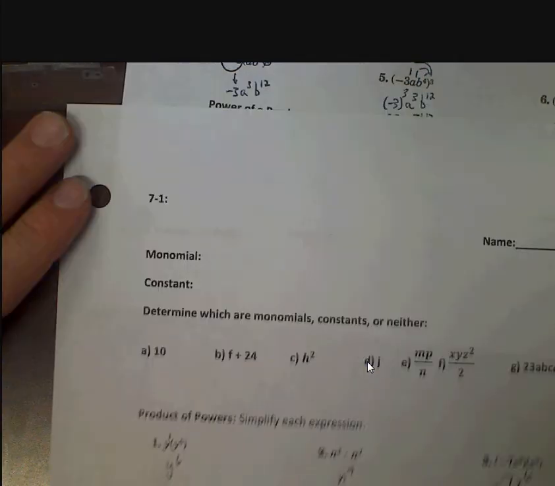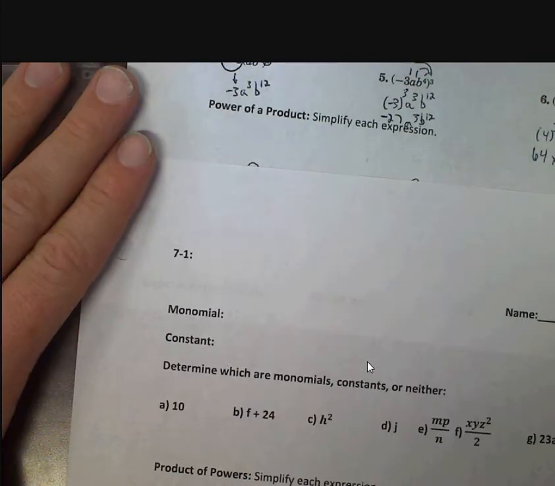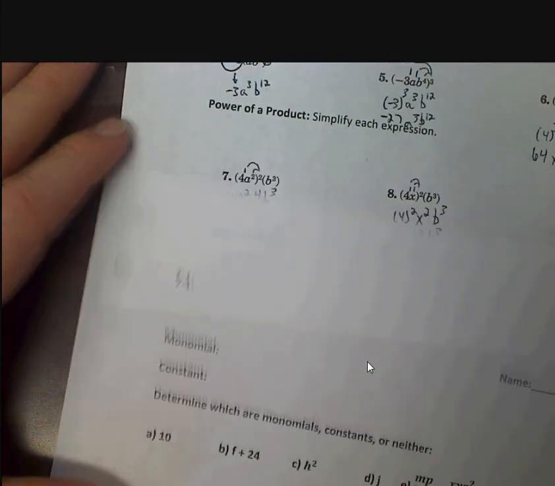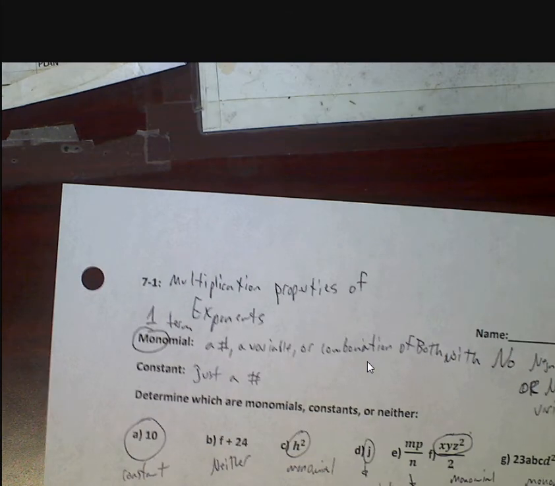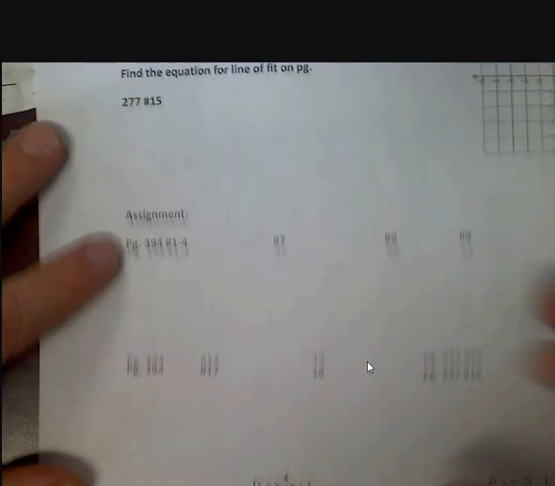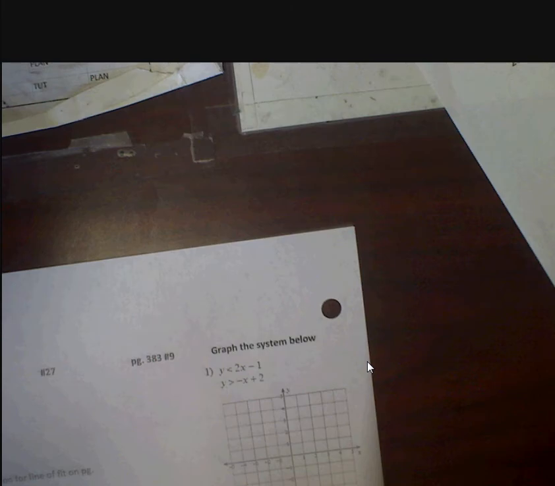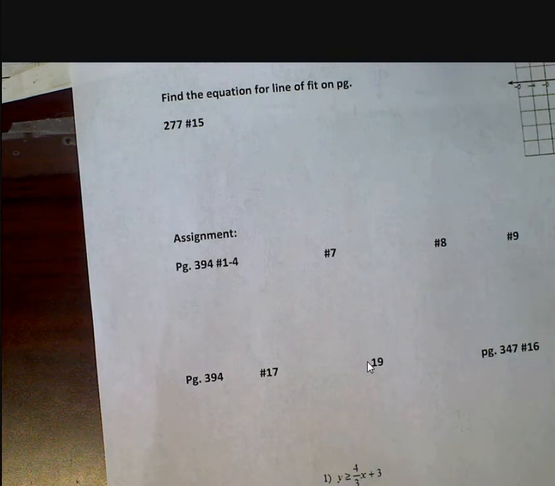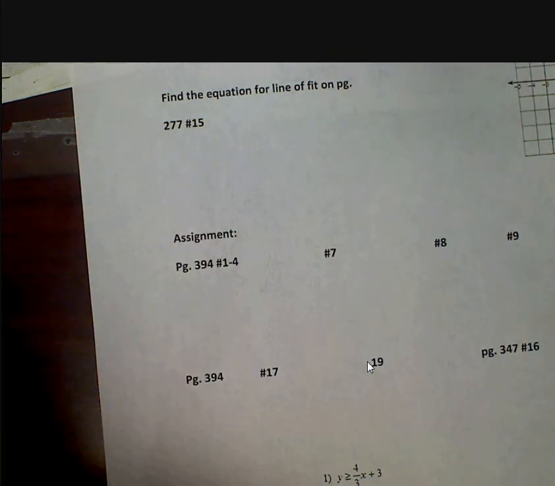All right. This is the homework for 7-1. Multiplication properties of exponents. So here we go. Page 394, 1 through 4.